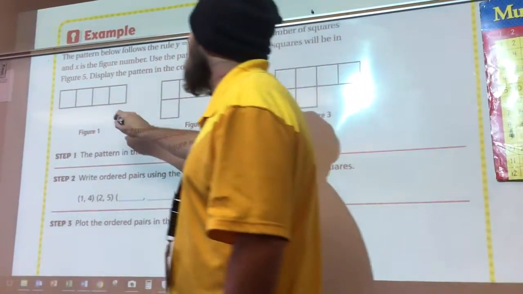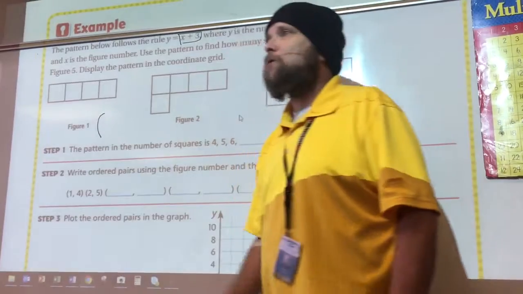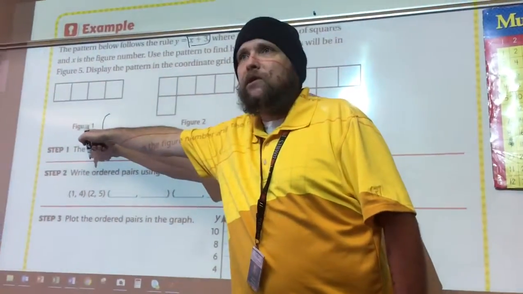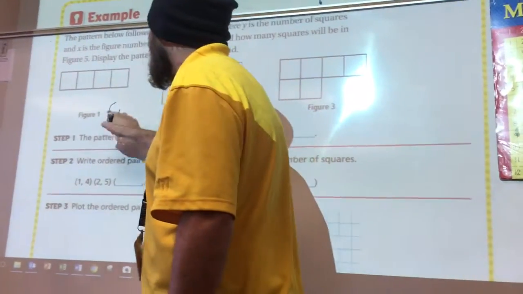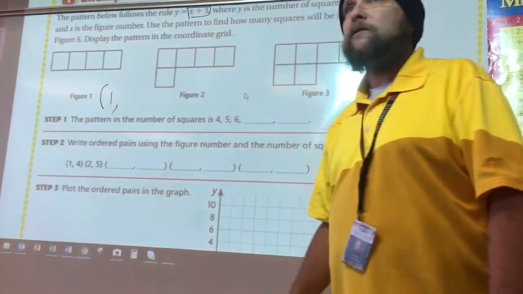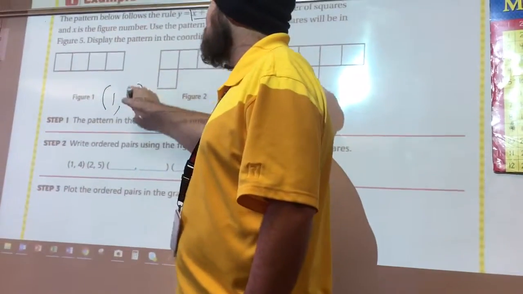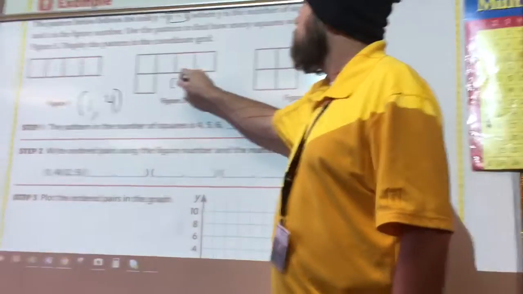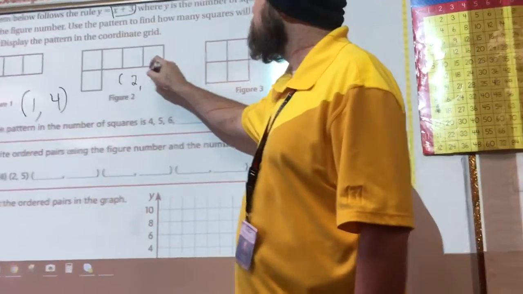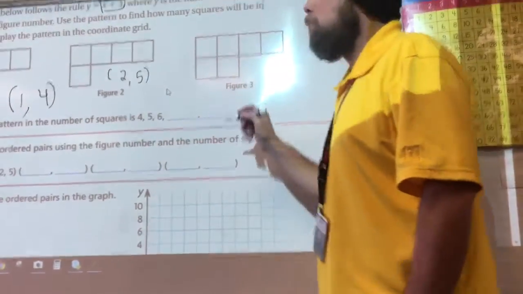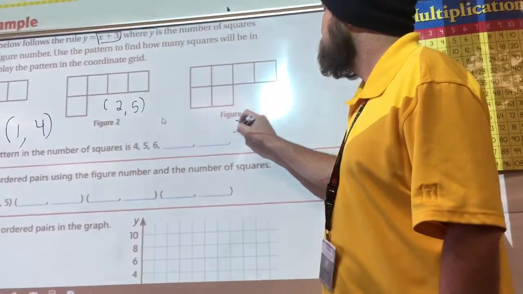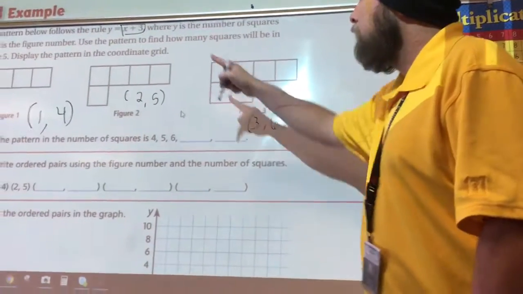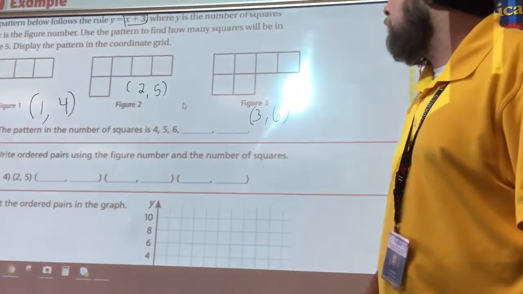So if I look here, what figure number is this? 1. And how many squares does it have? 4. Y is the number of squares. What figure number is this? 2. And how many squares? 5. What figure number is this? 3. And how many squares? 6. Okay, x plus 3.